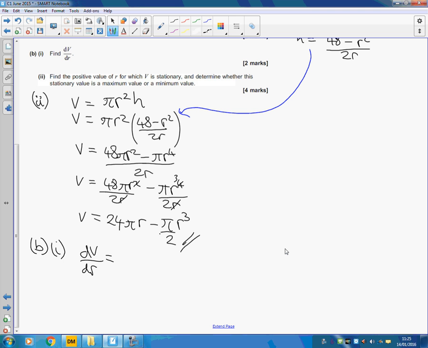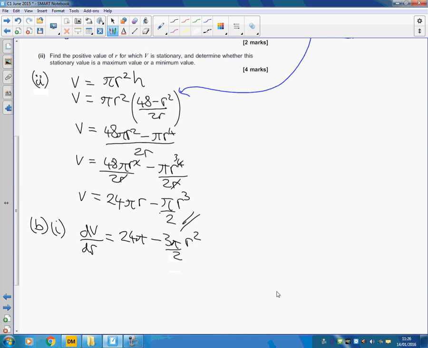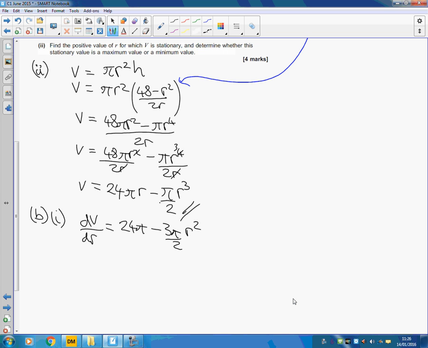Now when we do this, we need to remember 24 is obviously a number, it's a constant. Pi is just a number and it's a constant. R is the thing we're differentiating. So a number times r differentiates to that number. Okay. R cubed, drop the power in front and take 1 off the number. Right. That's just normal differentiation. Now we're going to use that differentiation to find the stationary point, and then we're going to find out whether the stationary point is a maximum or the minimum.